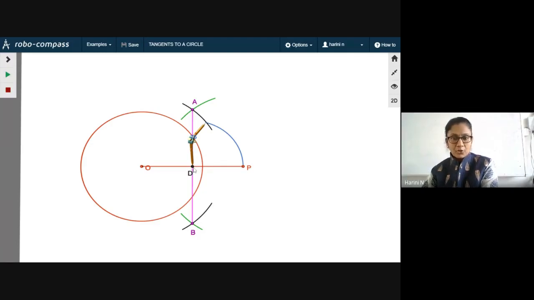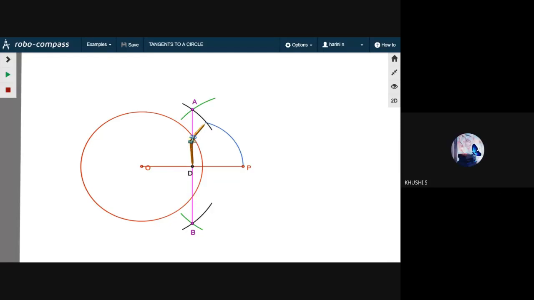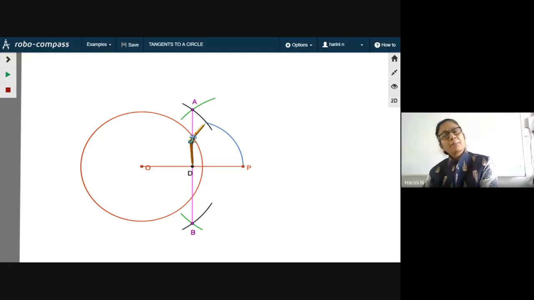Now you're going to keep your compass at D and take a radius of either OD or DP. That means you keep your compass at D, pull it till P. That means you're taking a radius of DP. Both OD and DP will be equal. Why? Ma'am, because we have perpendicular bisect. Yeah, because D is the midpoint of OP. So you take a radius of either OD or DP. Both are the same.